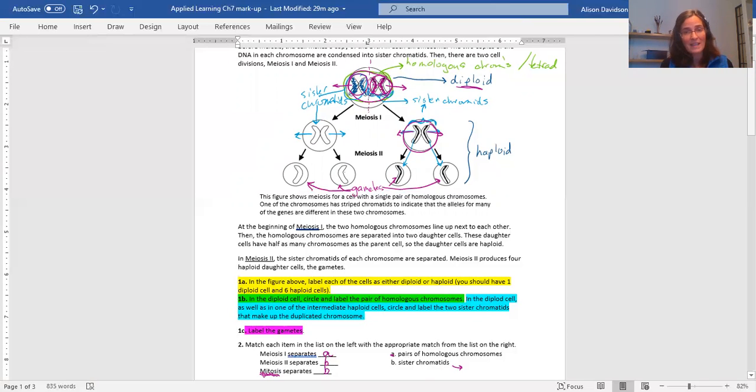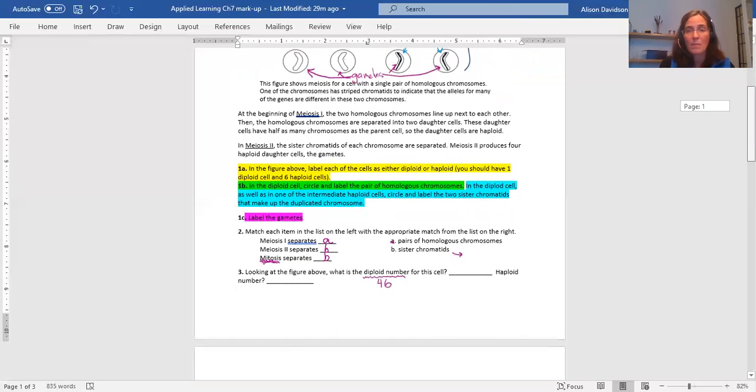Now they're in duplicated state, so we have 4 individual chromatids, but they are still only considered to be 2 chromosomes. They just happen to be in duplicated state. So the diploid number for the cell in our simulation is going to be 2.